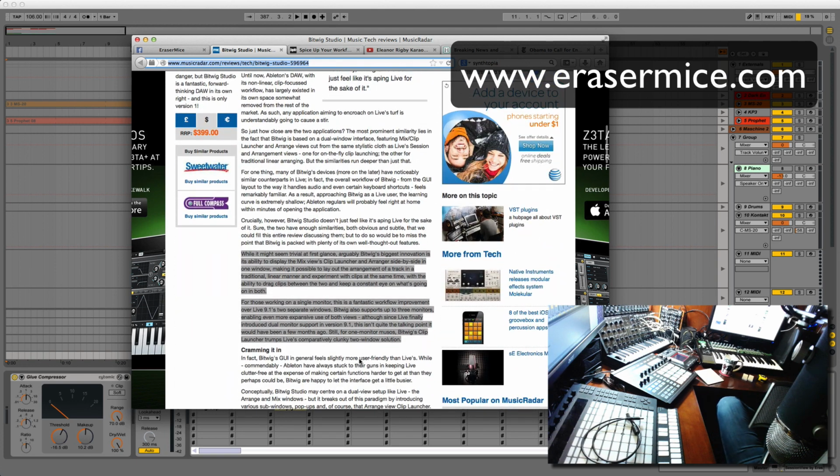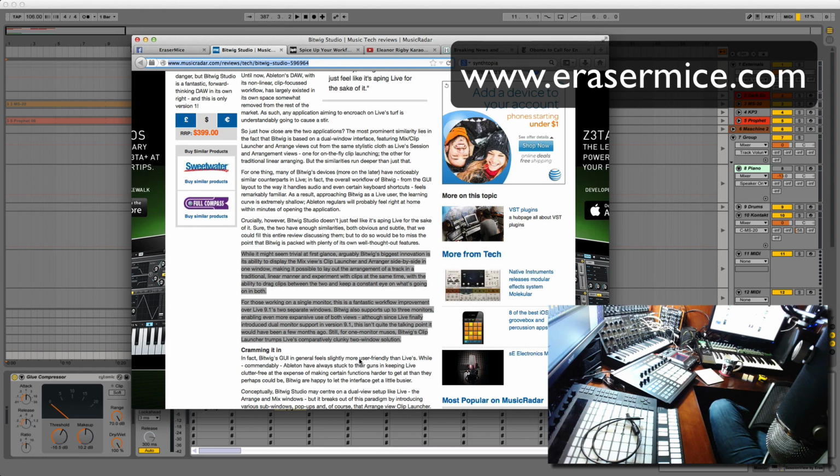I highlighted this. While it might seem trivial at first glance, arguably Bitwig's biggest innovation is its ability to display the mix views, clip launcher, and arranger side by side in one window, making it possible to lay out the arrangement of a track in a traditional linear manner and experiment with clips at the same time, with the ability to drag clips between the two and keep a constant eye on what's going on in both. For those working on a single monitor, this is a fantastic workflow improvement over Live 9.1's two separate windows.